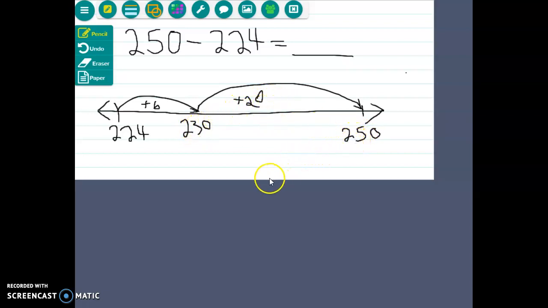Now all I need to do is add my jumps. I know I added 20 and 6, so therefore 20 plus 6 equals 26. And that's your answer, 26.